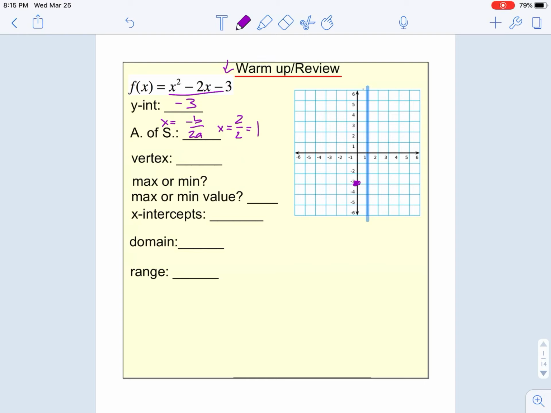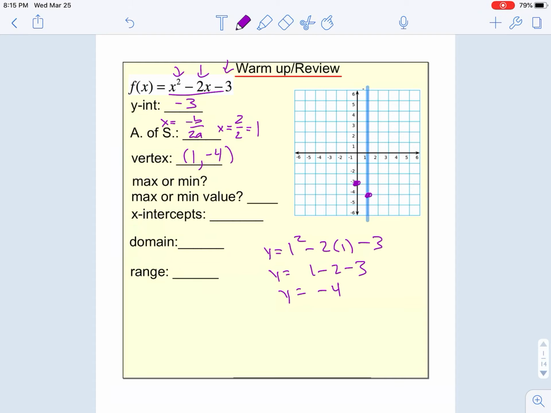All right, vertex. We find the vertex now that we know x is equal to 1. I'm just going to go ahead and plug that 1 into the equation. So 1 squared minus 2 times 1, replacing all the x's from my equation with that 1, minus 3. And so y must be equal to 1 minus 2 minus 3. Y is equal to -4. All right, so my vertex will be at x is 1, y is -4, so over 1, down 4. Not surprisingly, it lands right on that axis of symmetry.